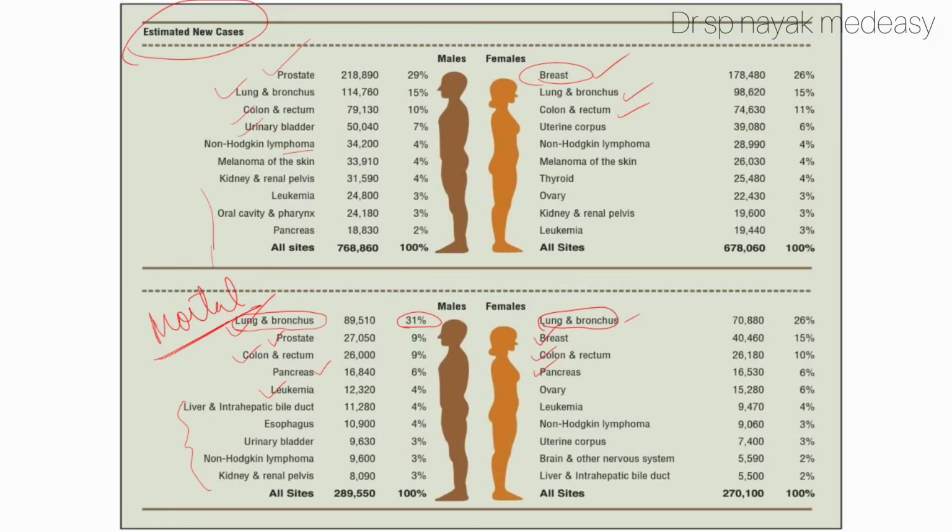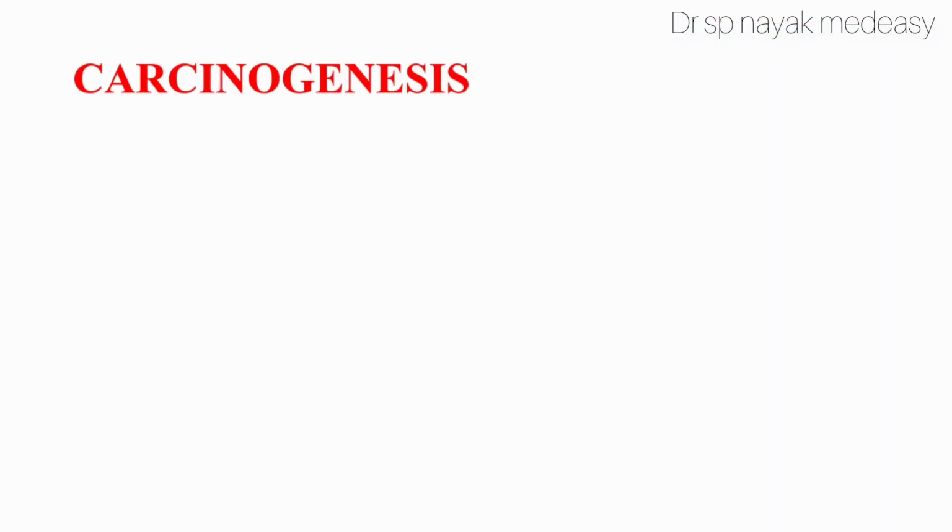And one thing is clear: most patients are dying due to lung cancer, and the most prevalent cancer in males is prostate, and in females is breast cancer. Clear? Now what do you know about carcinogenesis? This is very, very important. From here, the actual class starts. Can anyone tell me what is carcinogenesis?